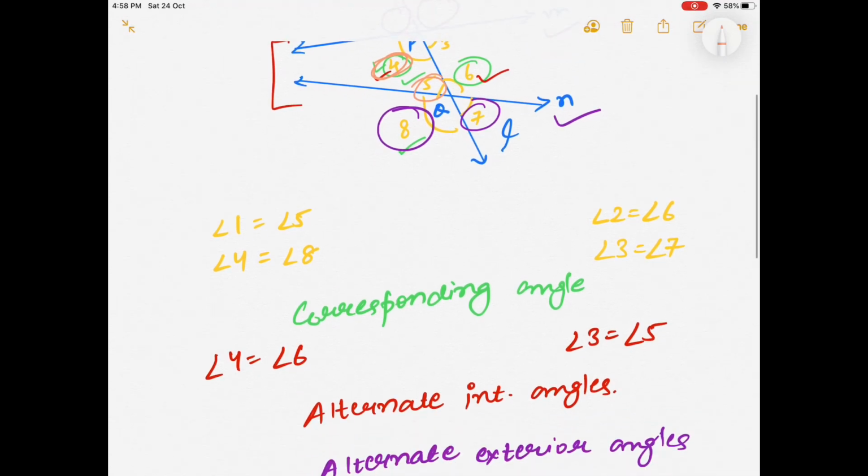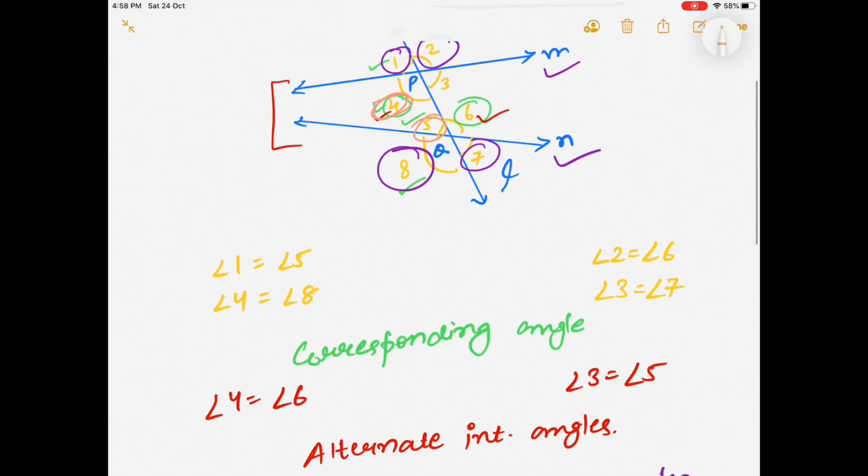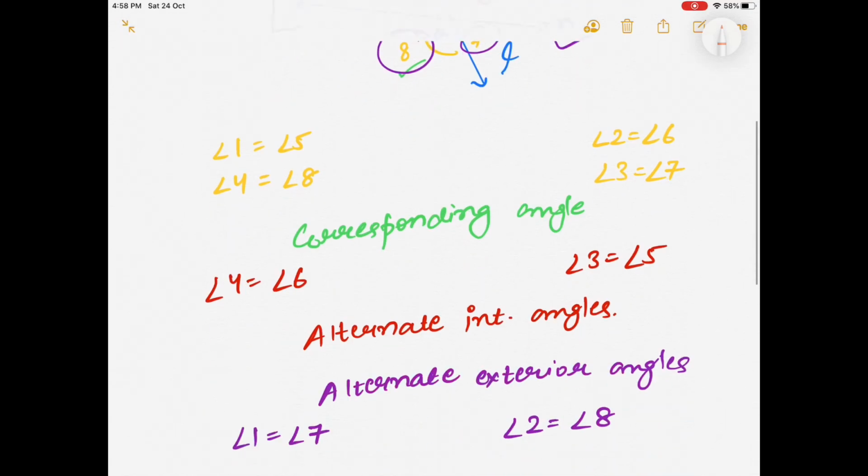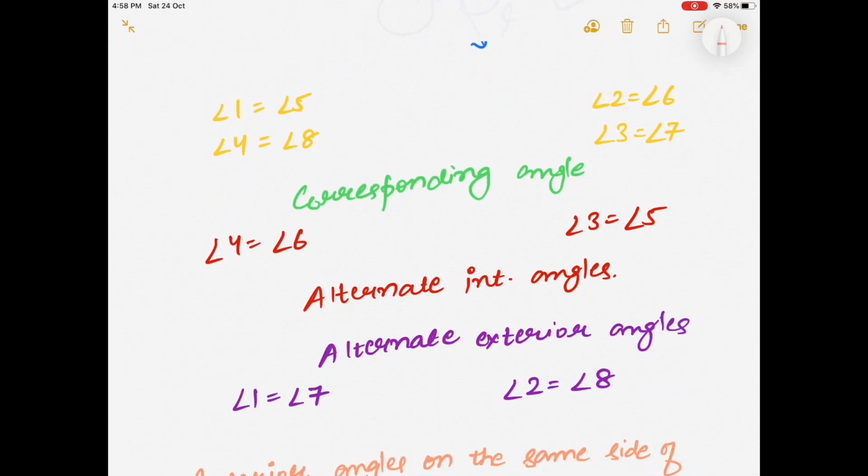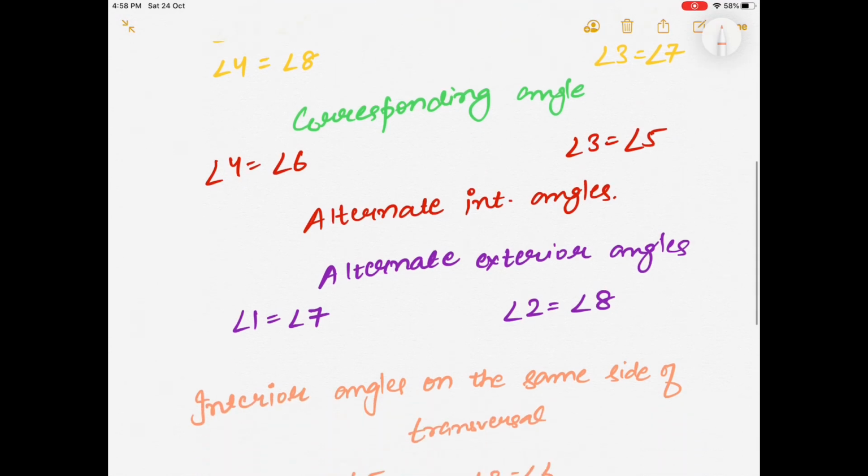What are alternate interior angles? Because these angles are getting formed at alternate sides and at the interior side of lines M and N. That's why it is called alternate interior angles. Angle 4 is equal to angle 6 and angle 3 is equal to angle 5. What are alternate exterior angles? Because these angles are getting formed at the exterior part of lines M and N, and both of these angles are getting formed at alternate sides. That's why it is called alternate exterior angles, and angle 1 is equal to angle 7 and angle 2 will be equal to angle 8.